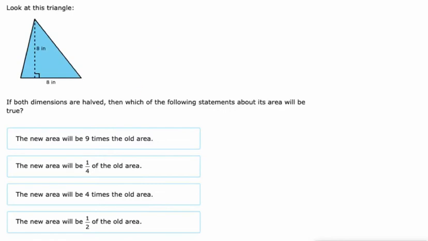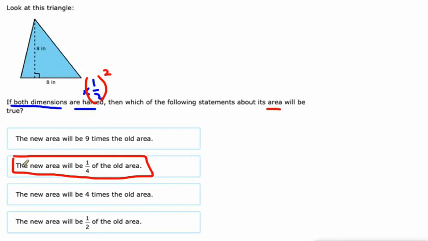All right, what about this? If both dimensions are halved, what will that do to the area? Okay, both dimensions are halved. Okay, so we're going to multiply it by a half, but it's area, so you're halving one dimension and halving the other dimension, that's going to give you 1/4 of the old area. 1/2 times 1/2 is 1/4.